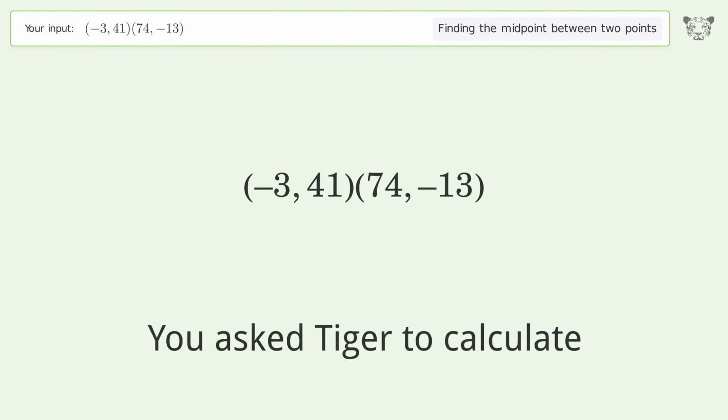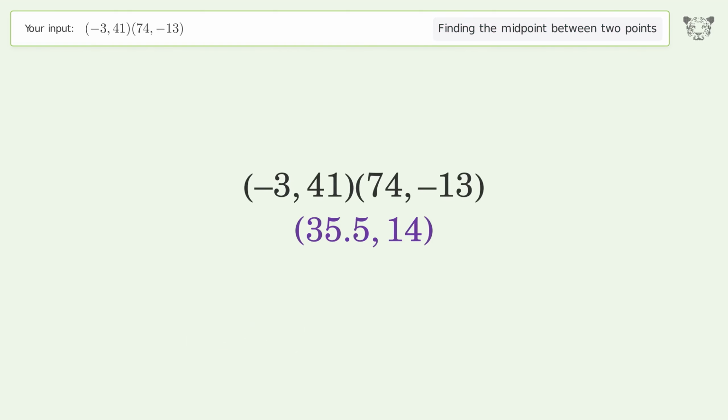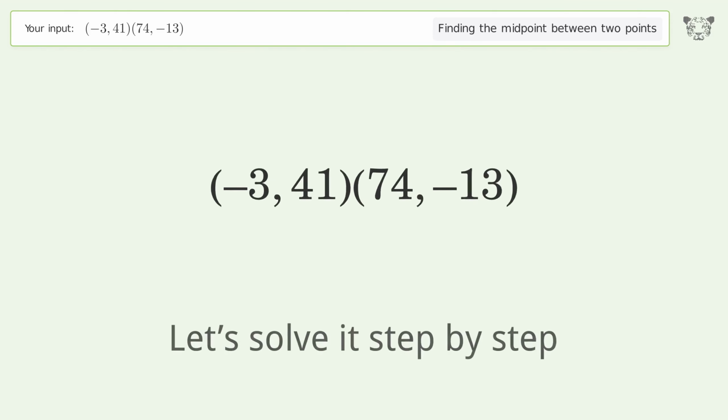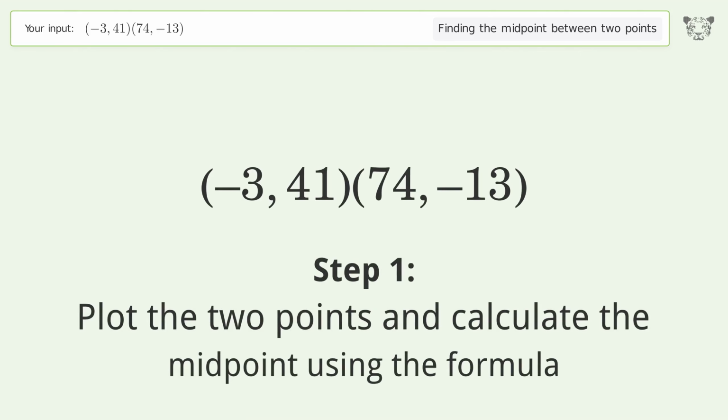You ask Tiger to calculate. This deals with finding the midpoint between 2 points. The midpoint between the 2 points is (35.5, 14). Let's solve it step by step. Plot the 2 points and calculate the midpoint using the formula.